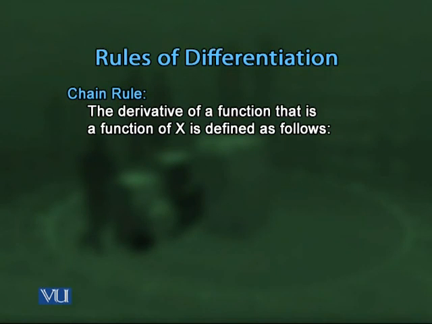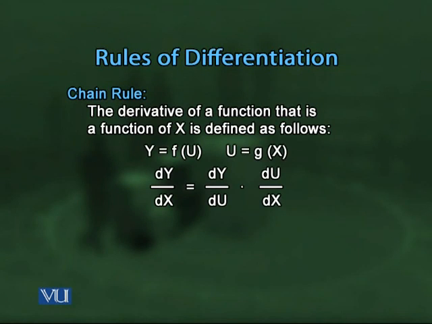Next is the chain rule, that is the function of a function rule. It is also called the function of a function rule because here we are saying that y is a function of u and u in turn is a function of x. So that dy by dx is equal to dy by du into du by dx.